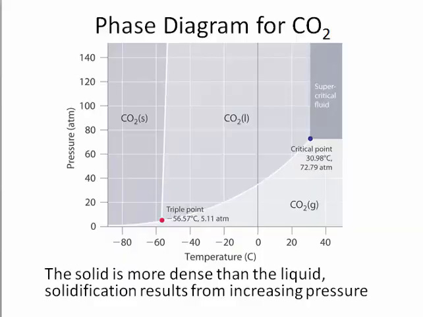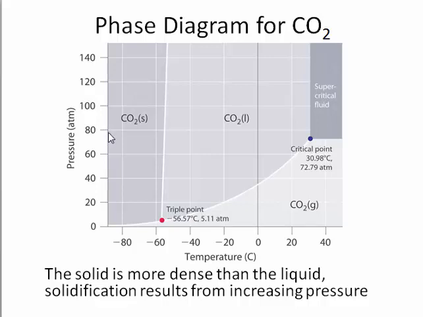Another way of representing this sort of information is a phase diagram. Here we see a phase diagram for carbon dioxide. Carbon dioxide is a gas under normal circumstances. However, let's consider abnormal circumstances. For example, on Venus, the pressure of carbon dioxide is, well, let's say something close to 80 atmospheres.